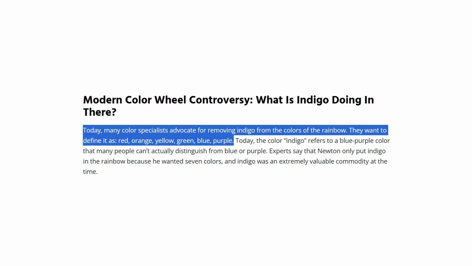Today, many color specialists actually advocate for removing indigo from the colors of the rainbow, reducing it to a simple red, orange, yellow, green, blue, and purple. And in that case, why not just replace indigo with cyan? Especially since it's much easier to distinguish blue and cyan than it is blue and indigo.